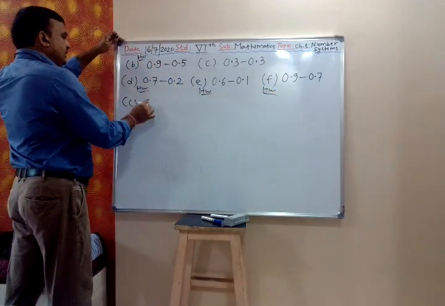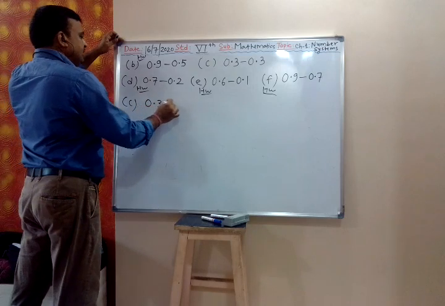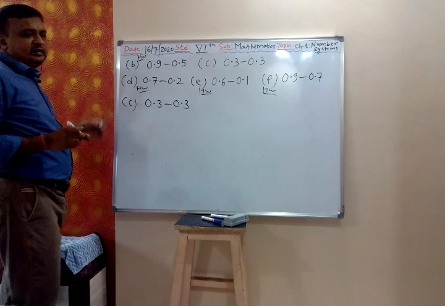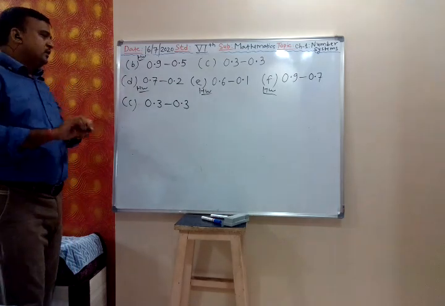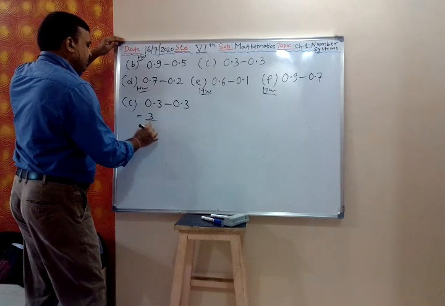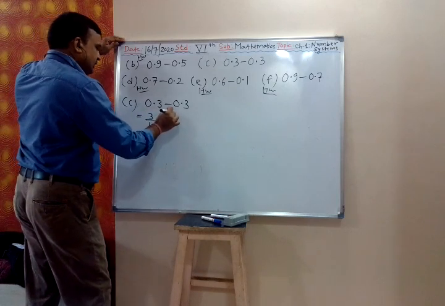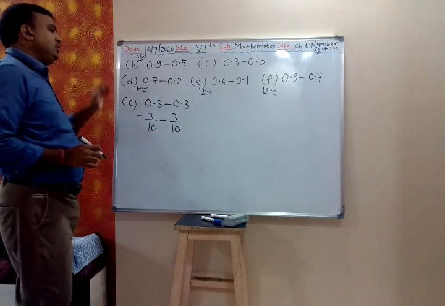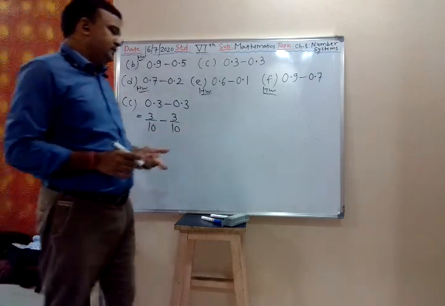Let me solve C. C is 0.3 minus 0.3. 0.3 I can write as 3 upon 10, and 0.3 I can write as 3 upon 10. So 3 upon 10 minus 3 upon 10 we want to find.